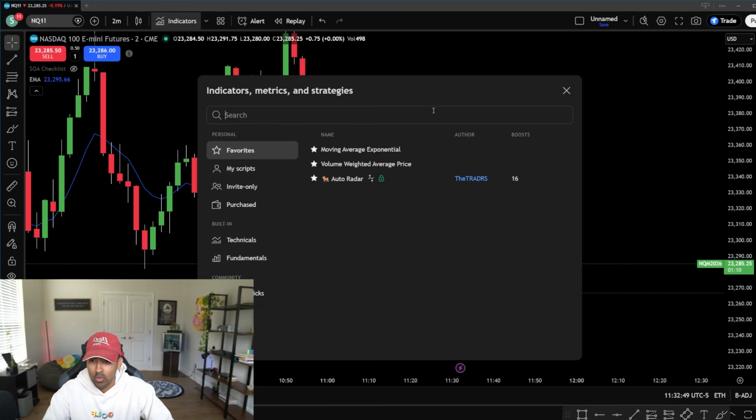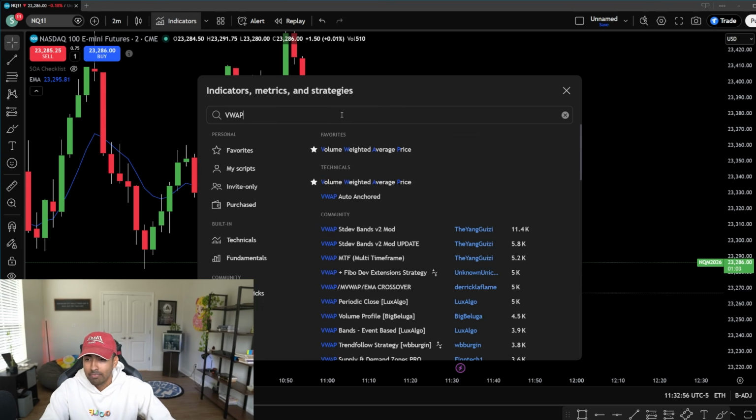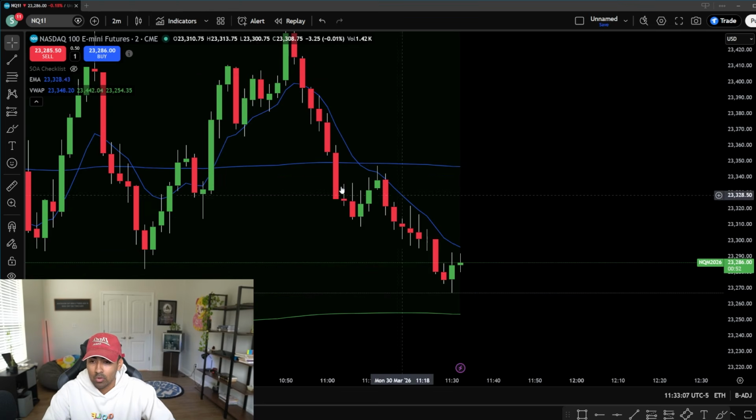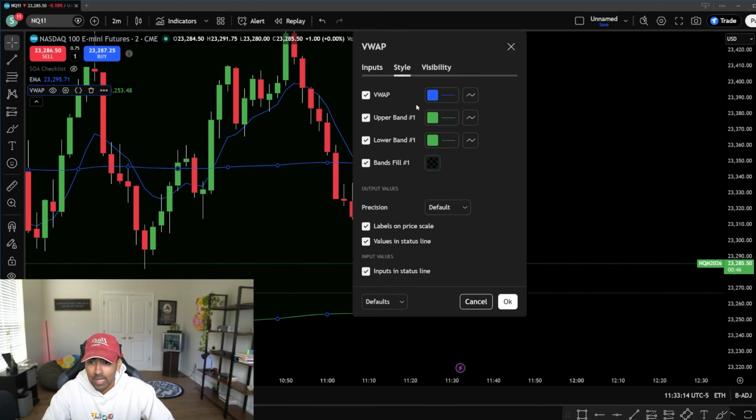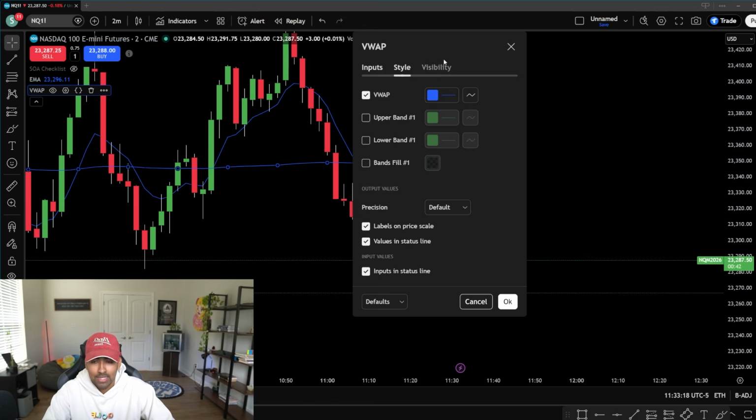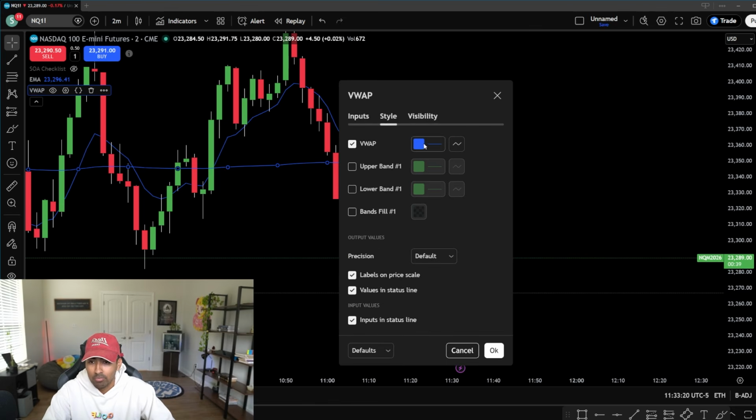Now, the second thing you wanna do is go back to that indicators tab and then type in volume weighted average price, or VWAP. When you type in VWAP, you're gonna see two options right here: volume weighted average price or VWAP auto anchored. Add volume weighted average price, do not add the auto anchored VWAP. In this, you are going to have two main lines. Now, obviously these are the exact same color. So we want to go to our VWAP settings and go to the style, take off upper band 1, lower band 1, and bands filled 1. And that's going to leave you with just this VWAP blue line here.